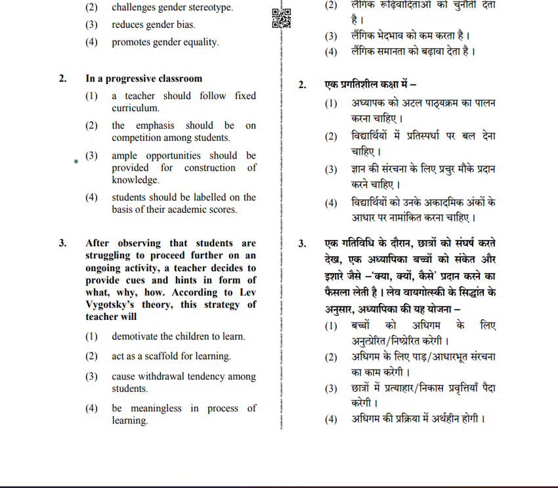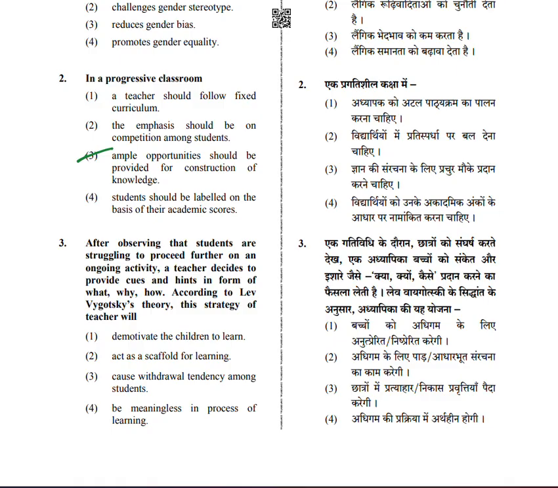So here progressive classroom means it gives ample opportunities for construction of knowledge. So option 3 is the right answer. That means a progressive classroom emphasizes a healthy educational theory and practice where students are given opportunities to construct their own knowledge. So option 3 is the right answer.